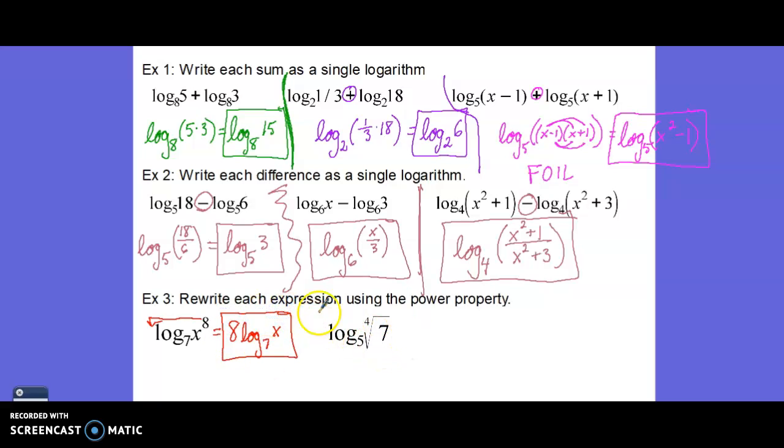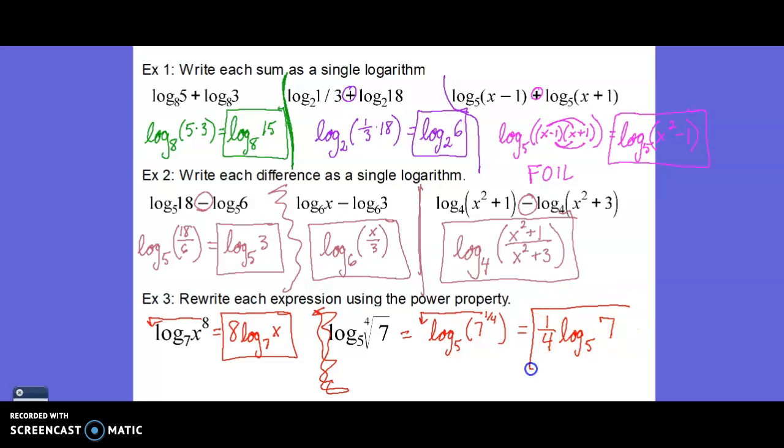Now, let's do some manipulation here. Please don't forget that the fourth root is the same thing as 7 to the 1/4 power. So now you can still use the power property of bringing that 1/4 in front. Log base 5 of 7. So this is the answer I'll be looking for if this shows up on a test, when it shows up on a test. So feel free to hit pause. I know I went pretty quickly over this, but it's only 3 rules. I think you can handle that.